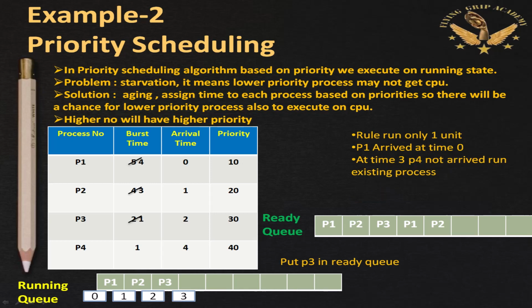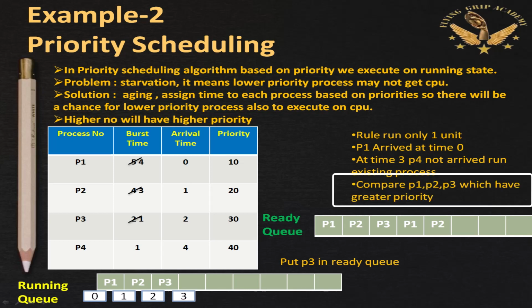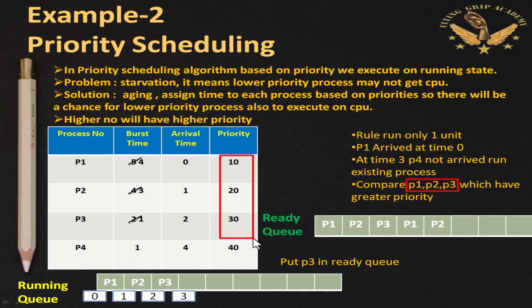Is there any particular process that has arrived? No other process has arrived between 2 and 3. So what we are doing? We are going to compare P1, P2, P3. Which is having a higher priority? P3 is having a higher priority, which is 30.